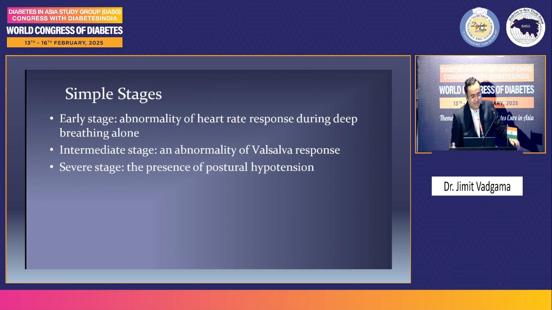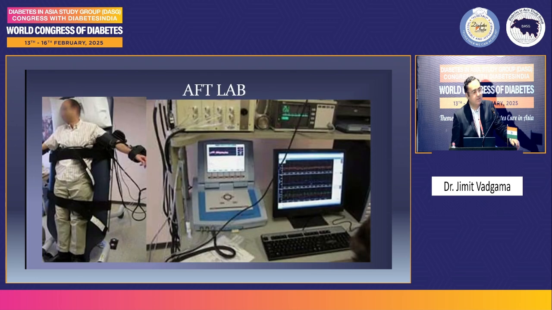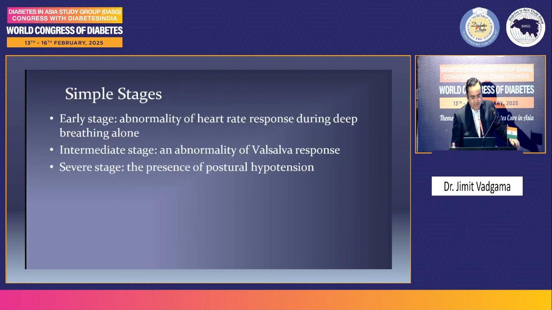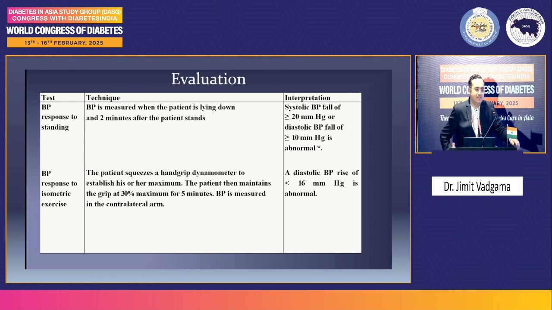Yes. So there are autonomic function testing labs also, and these are the advanced tests like heart rate variability and power spectral analysis. Let me add this slide on. I shouldn't skip it. The blood pressure response is a very simple thing you can measure in your clinical OPD. The patient lies down for 2 minutes and then stands up for 2 minutes, and then you check the blood pressure, both supine and standing.